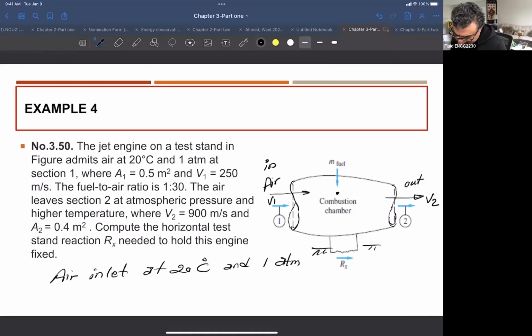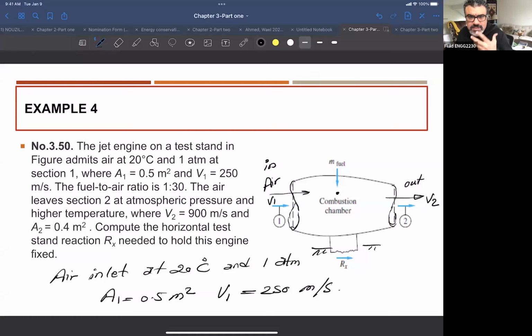So pressure and temperature are given. Where A1 is 0.5 meters squared, so the area is given, and the velocity V1 is 250 meters per second. Imagine if this is tested for an airplane moving at 250, that means you have to push air in. So for the lab, we are allowing this air to go at 250. You are pushing air inside the engine at 250 meters per second. So what's happening after that?